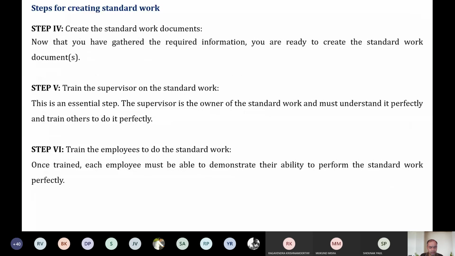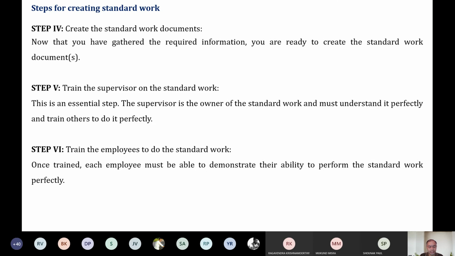Then after getting all the information, you create standard work documents, like preparing the standard operating procedures. There will be a sheet, or something which can be posted anywhere in the company, so that people know, for example, that in this area it's mandatory to wear the safety hat, and this is the area where you should not use your mobile phones. I'm just speaking from the perspective of safety.